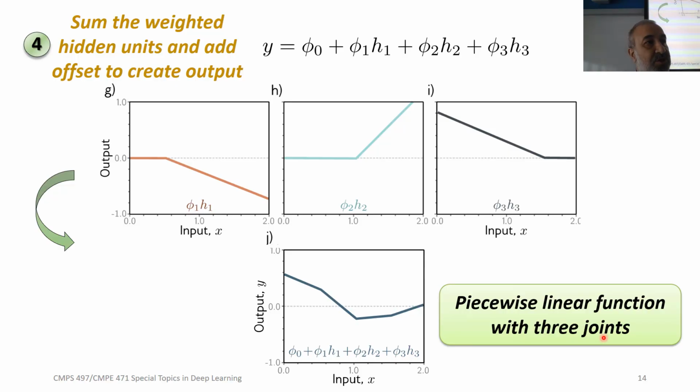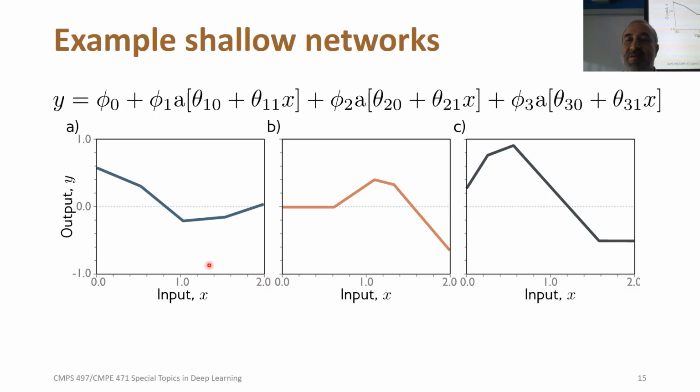Why is it with three joints? Because we have three hidden units. Each hidden unit contributes a joint in the final output, and that's why we could have these three functions. Remember in the first slide I showed you these three examples. These are three examples depending on the values of the parameters. Whenever we change the values of the parameters, we will have a different function like that.